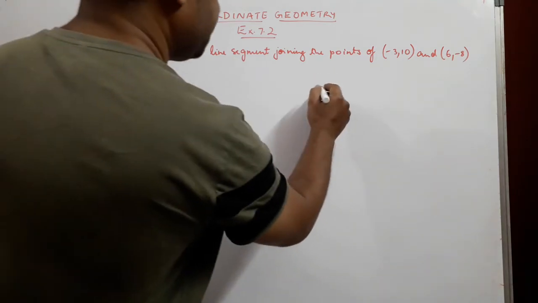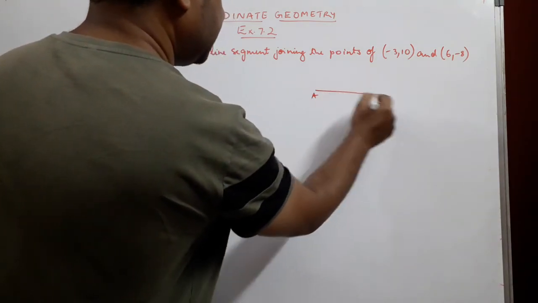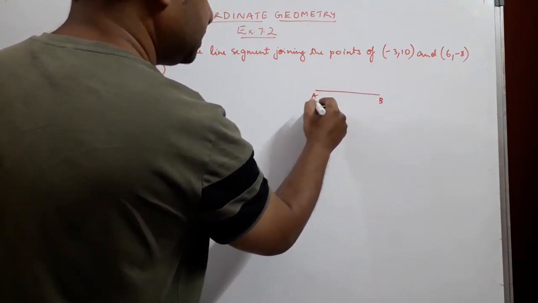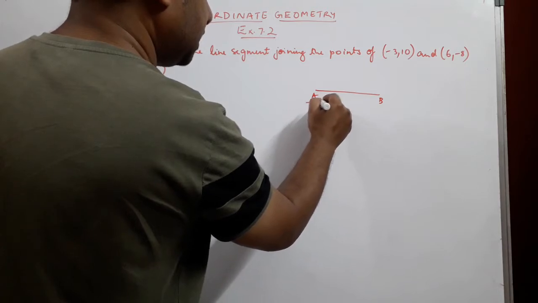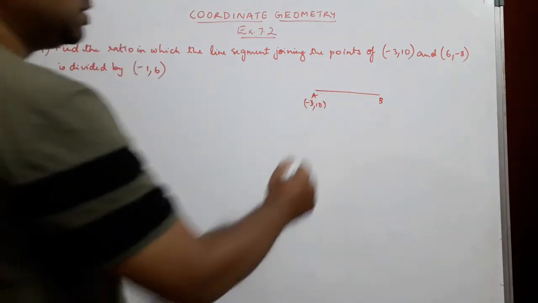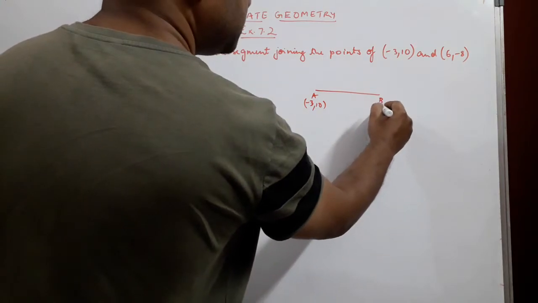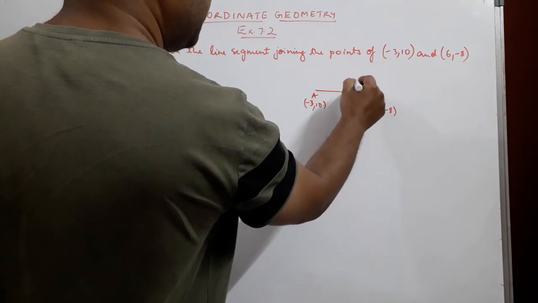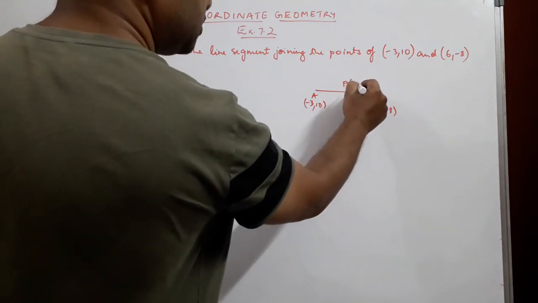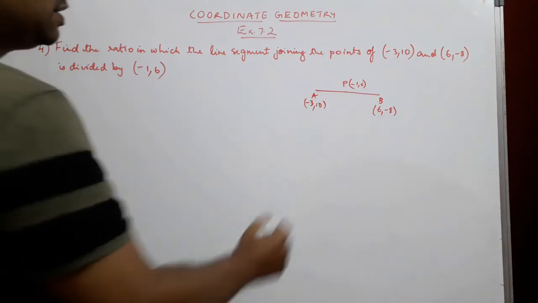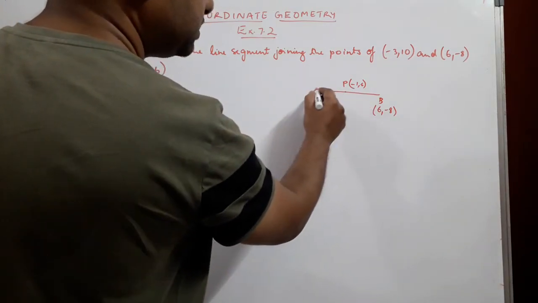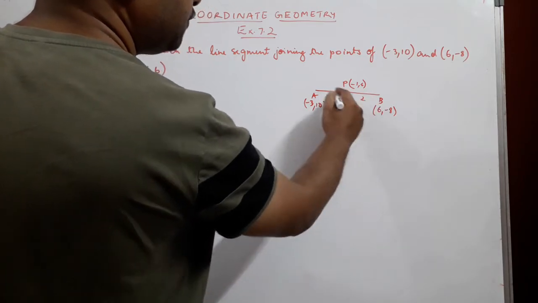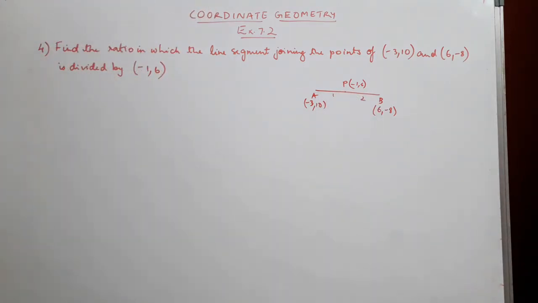So in other words, if we have this line segment AB, we are given the coordinates of the endpoints, which are (-3, 10) and (6, -8). And there is a point, let's say it is P, and we are given its coordinates as well, (-1, 6). What we need to find is the ratio in which this point divides the line segment into two sections.